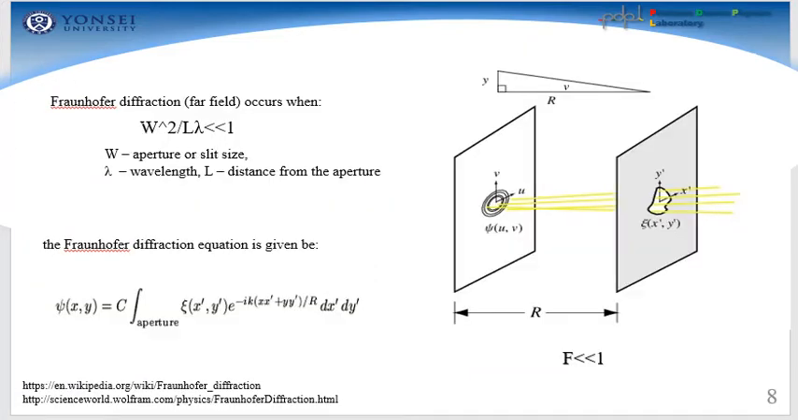Fraunhofer diffraction, or far-field diffraction, occurs when this relation holds. The equation of this diffraction is given by this, in which C is a constant, k is the wave number, and R is the distance from the aperture to the projection. And the integral is taken over the aperture.